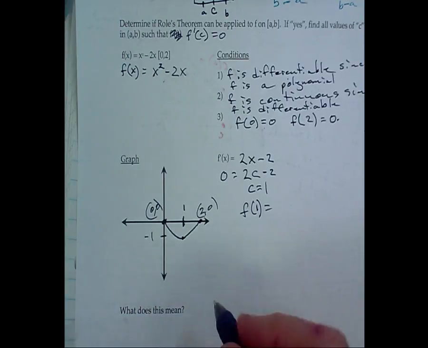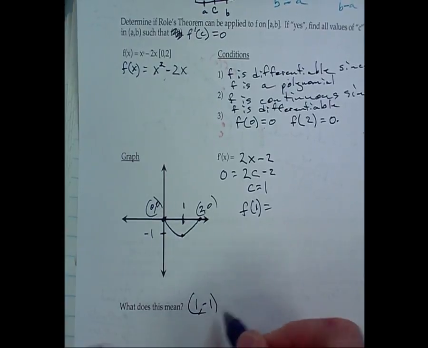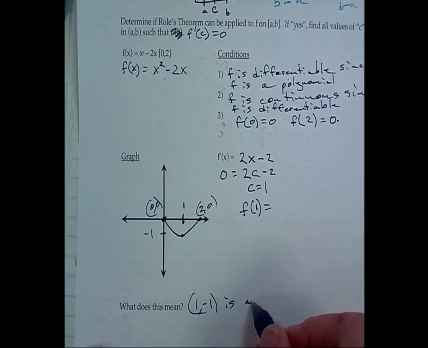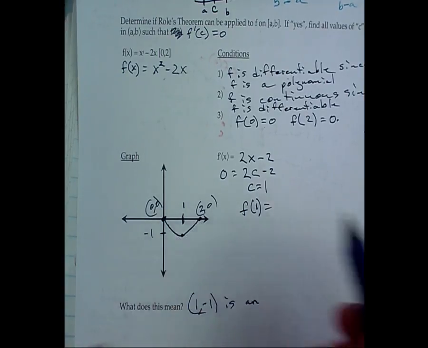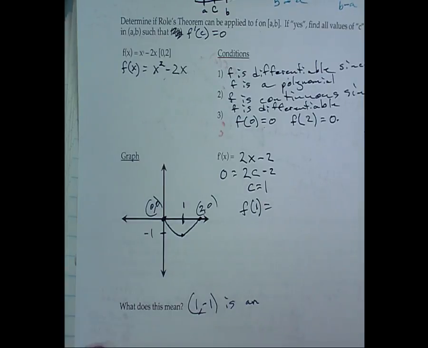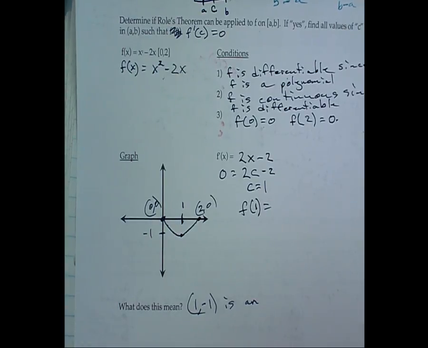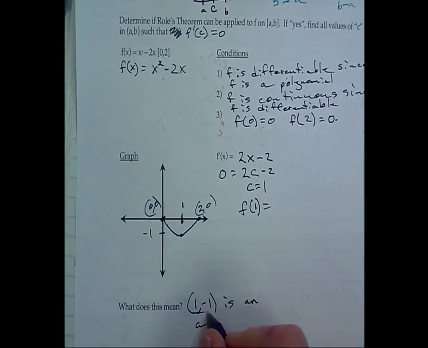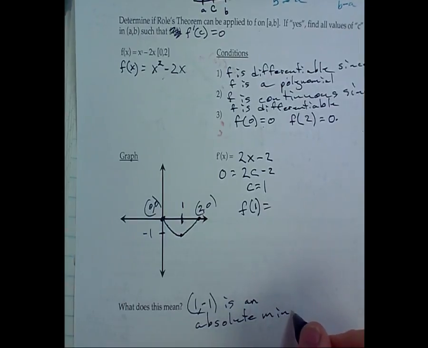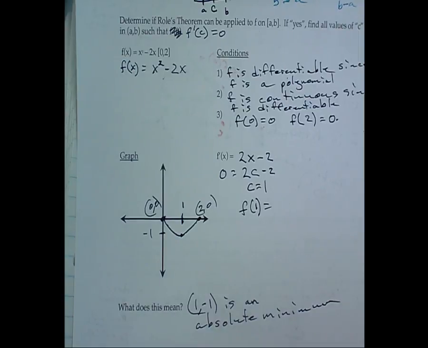What does that mean? 1 comma -1 is an what? This graph, what are you guaranteed to say about 1, -1? What is it? More, what kind? Absolute minimum. All the other y values are bigger, correct? Everybody agree?